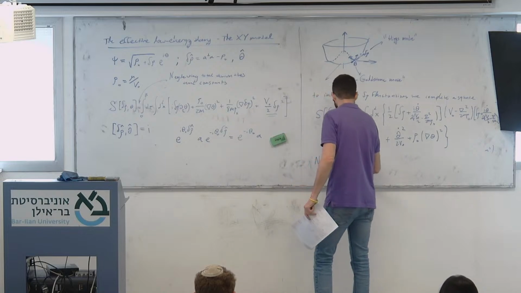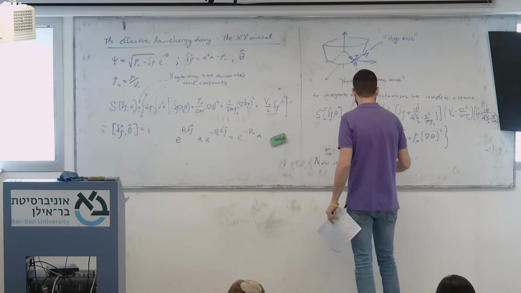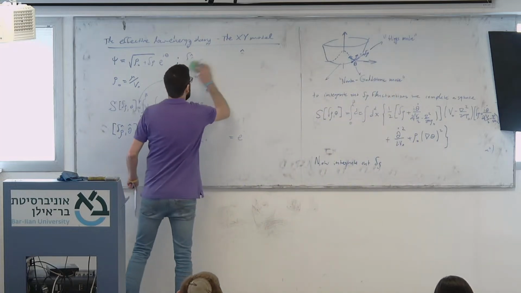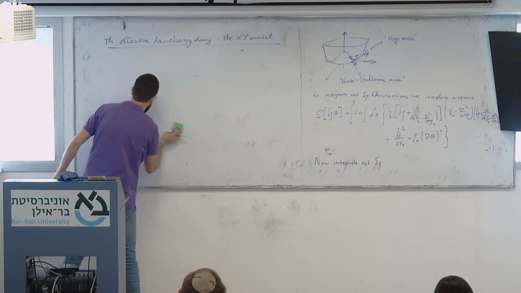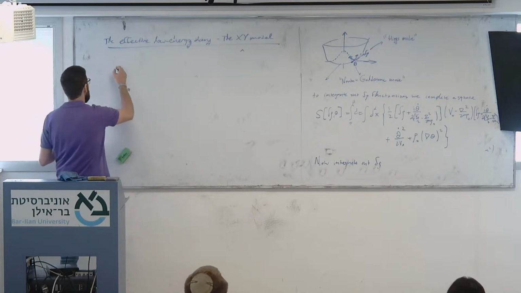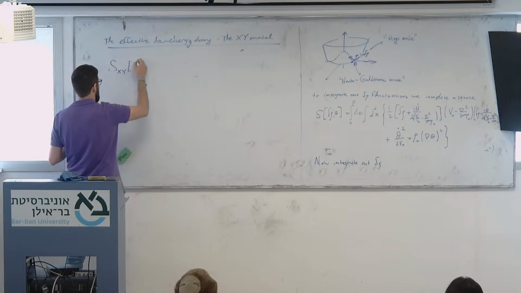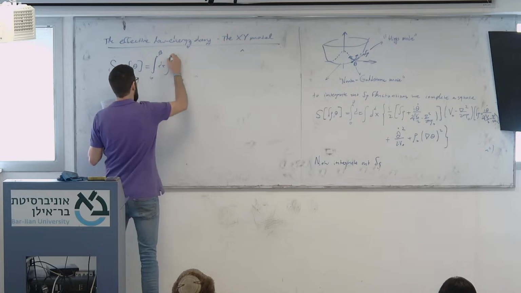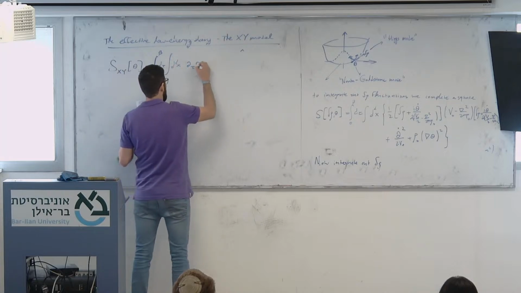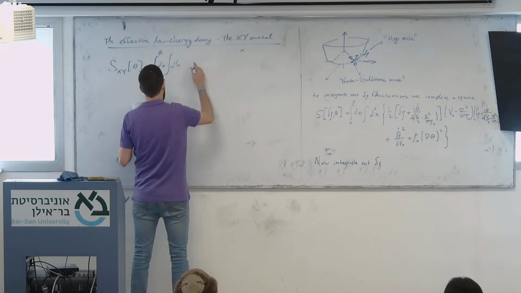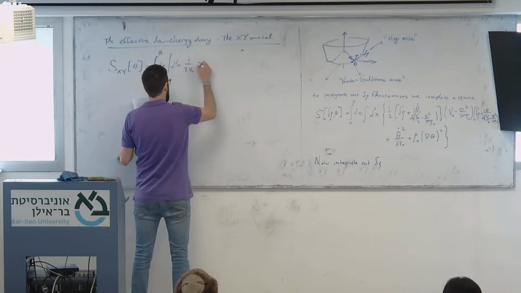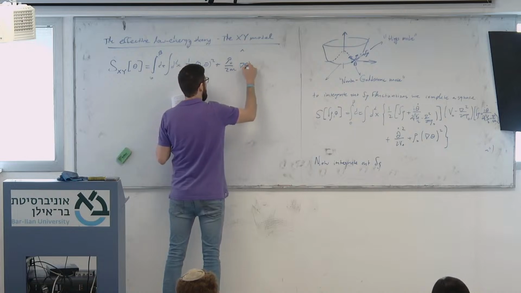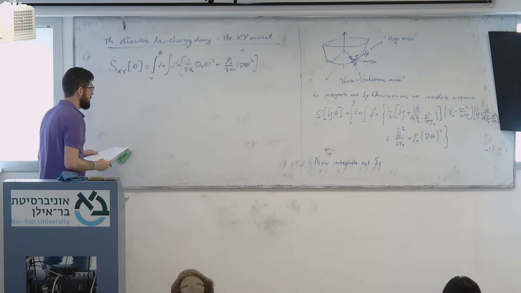Now, integrate out delta rho, which is a Gaussian integral, and then what we obtain is the integral from 0 to beta d tau d x of 1 over 2 v naught d tau theta squared plus rho naught over 2m grad theta squared. Okay? So this is the XY model.